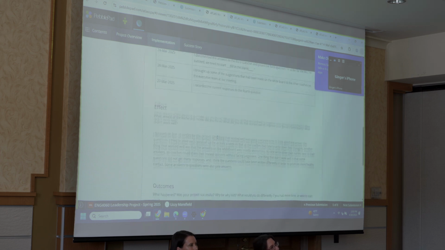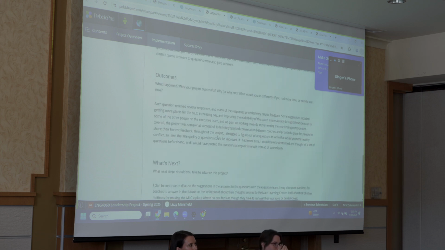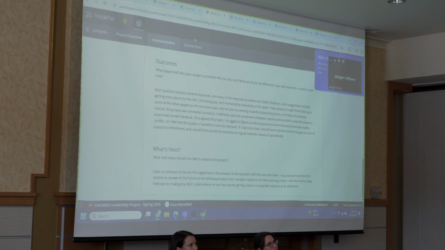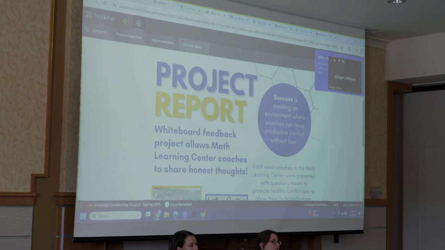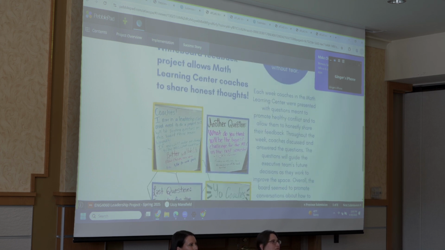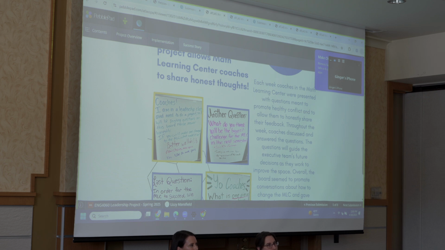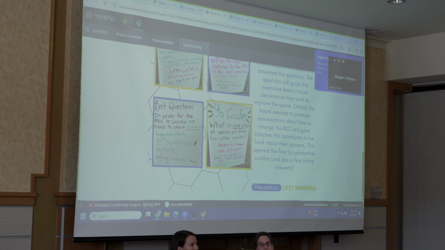So just like what was the effect, what were the outcomes, what would you do next? Challenges. So just diving deeper. And then, again, this is a free-form page where they had to document their success story, and they could do whatever they want here. This student was a math learning coach, and she wanted to find ways to improve the center. So she devised a series of questions that she would put on the whiteboard to get the coaches to respond, to get their feedback and improve the environment for the coaches and the students in the Learning Center. That was her project.